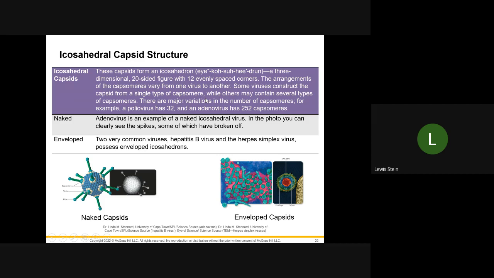Sometimes there's more than one type of capsomere. You can see polio has 32 and adenovirus has 252. So there are some subtleties there. You don't have to remember those numbers, certainly. But the classic adenovirus is a naked icosahedral virus, that's another cold virus, by the way, in case you're wondering. And we'll get to it.